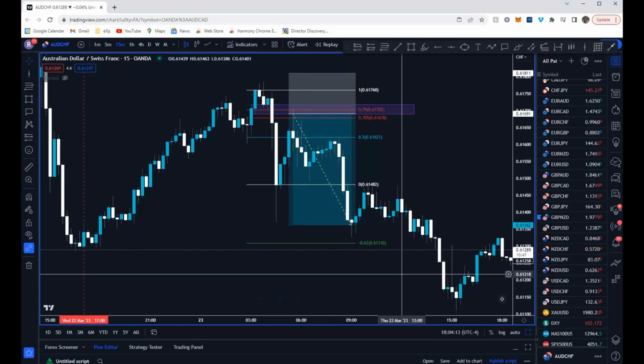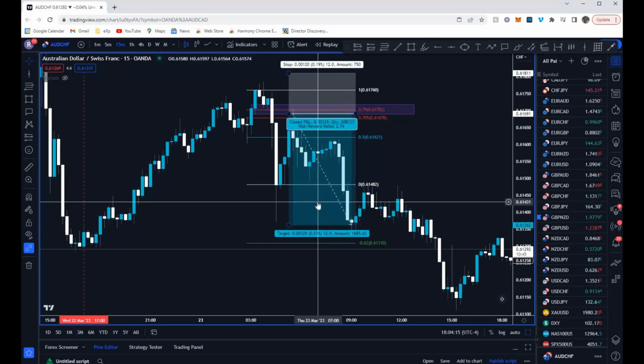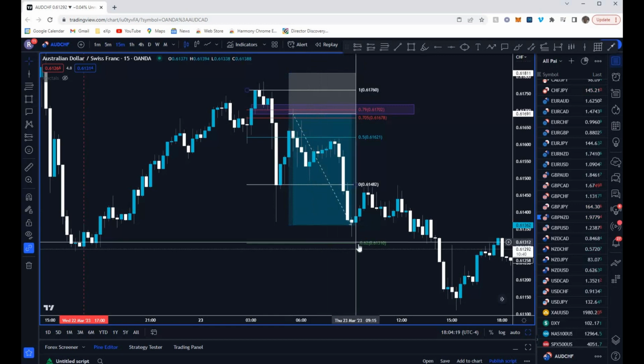Me personally, as long as I can get a 2.5 or 2.7 or 2.8 before reaching this green level, I'm 100% happy and I will exit early and take my money. That's just how I think. That's just how I trade. You don't have to trade like that. You don't have to think like that, but that's just me. And I've been very successful and very consistent with it.